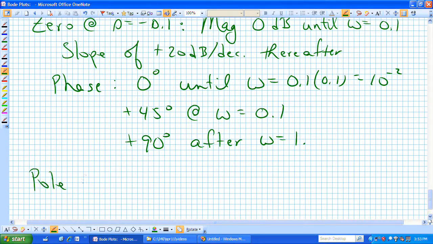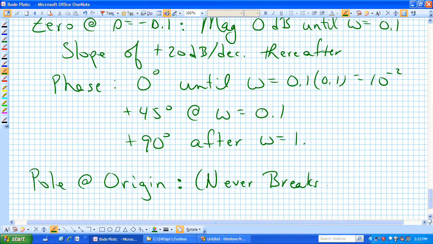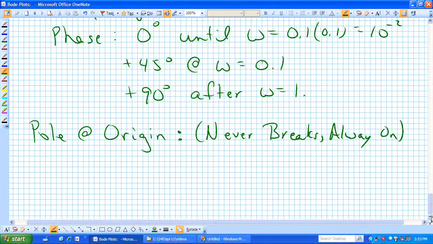The next singularity that we will examine then is this pole at the origin. What you have to remember, though, is this guy never breaks. He's always on. Even though we're treating him as a sort of a frequency that's bigger than 0.1, it's just because omega equal 1 gives us a nice location with which to pin down the magnitude. In this case, we have a pole at the origin. It's downstairs. The slope then is always negative.